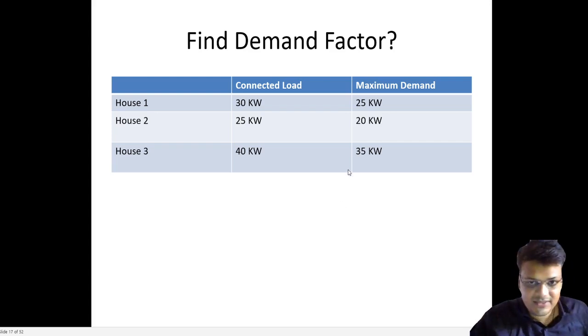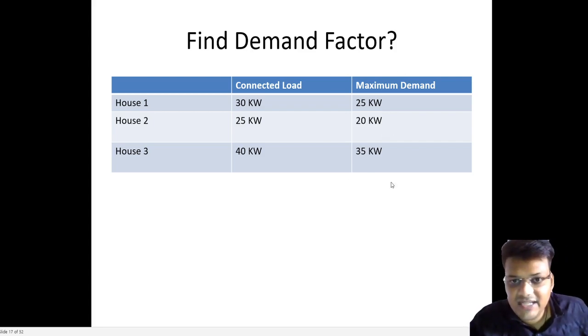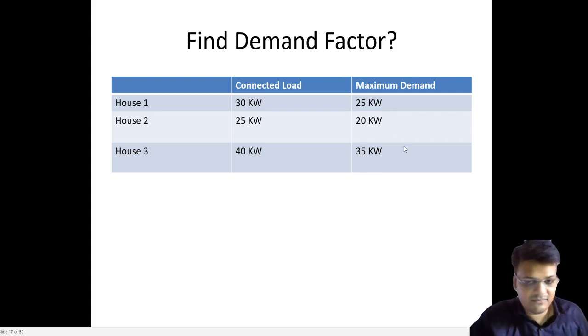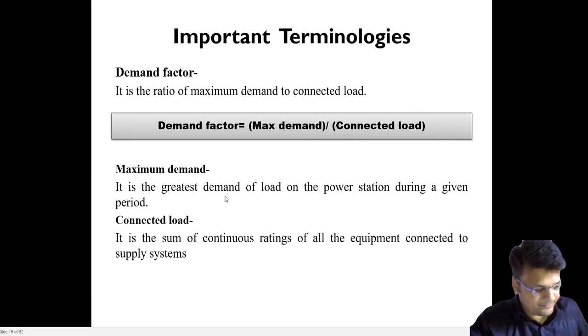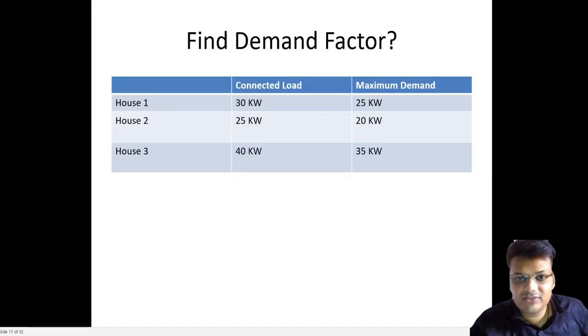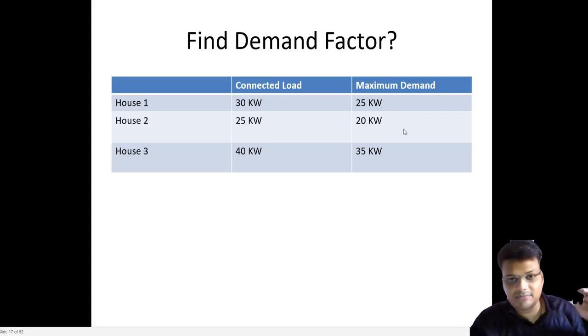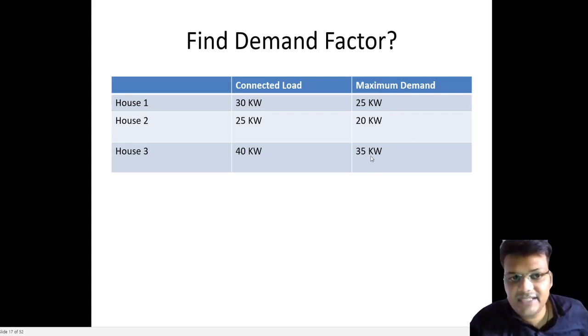So how do we calculate it? What people got wrong is that they simply added the maximum demands, but we don't have to add the maximum demand. In the case of the demand factor, maximum demand means the greatest demand of the load on the power station during a given period. From the generation side, we say that at a particular time we have a 35 kilowatt maximum demand, so it will be the maximum demand throughout the day. We have 35 kilowatt.